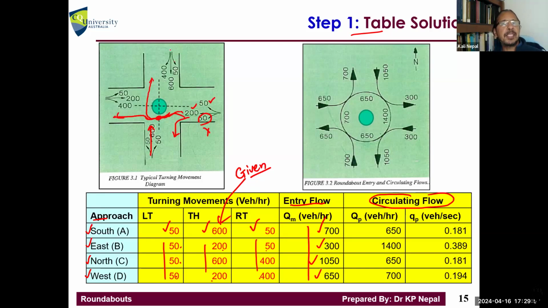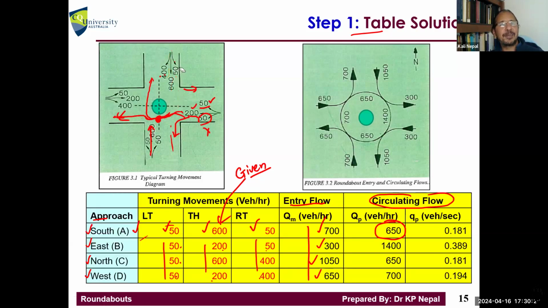How about that 50 from the north? They go that way, so we don't need that. The 600, they go like this, so they don't come to this point. We don't need that. But these 400, they come like this to turn right, so we need to consider the 400. So how much? 200 plus 50 plus 400, that's 650. Did you see? Circulating flow is 650 for the south approach. Did I explain all right? Let's remove one and do another.